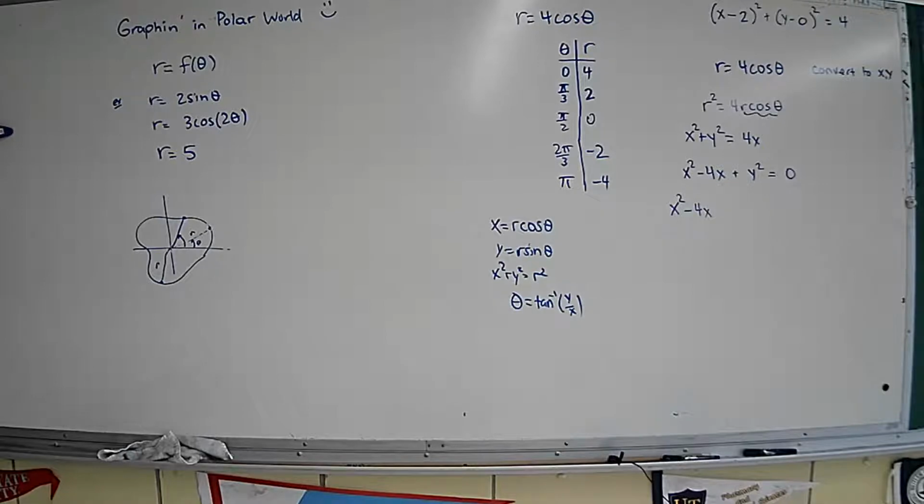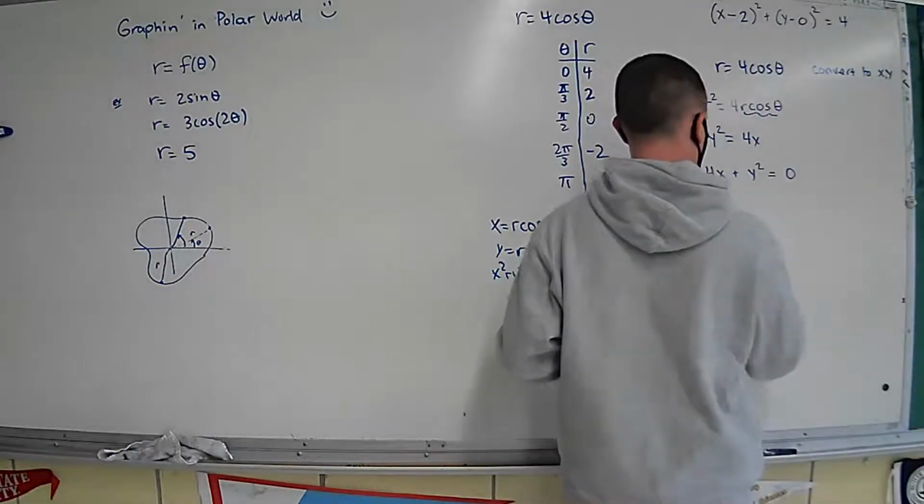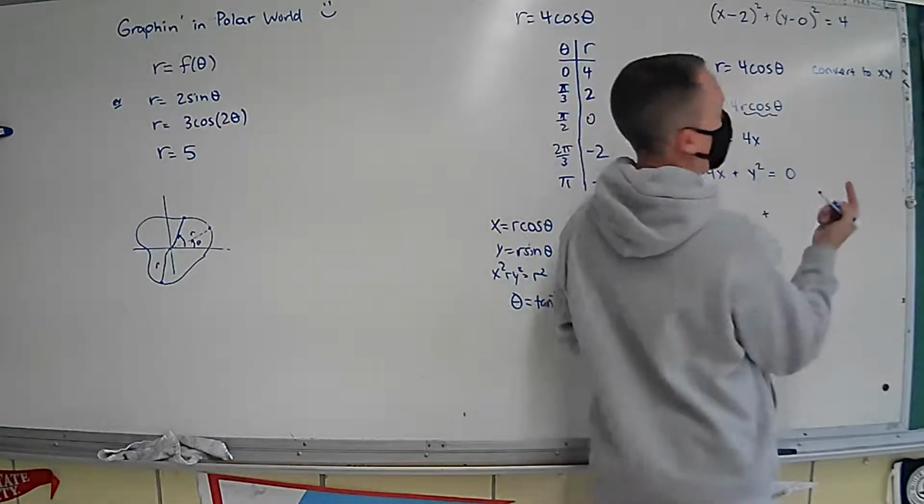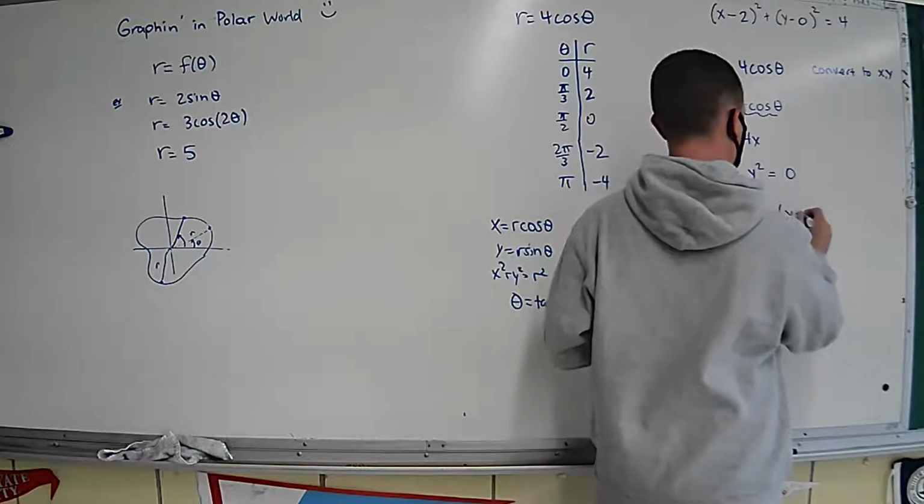So we're going to turn x squared minus 4x into a perfect square. That's what we're going to do. I've got to add something to this to make it a perfect square, right? Now y squared is already a perfect square, right? Isn't it already y minus 0 squared?